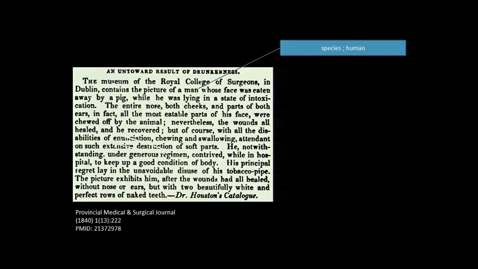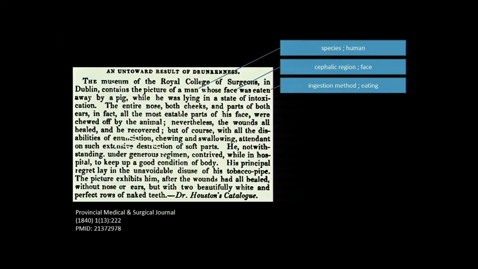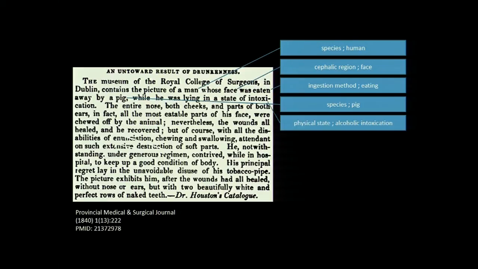So I'm reading along the paper. In Dublin contains a picture of a man, so species, human. That's our key-value pair. Whose face was, the cephalic region, part of the head, the face. His face was eaten, ingestion method, eating, away by a pig, species, pig, while he was lying in a state of intoxication, physical state, alcoholic intoxication.